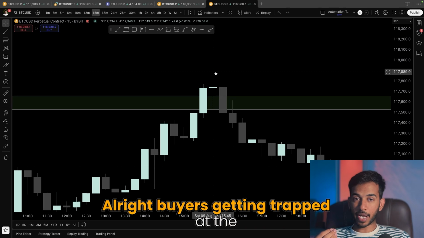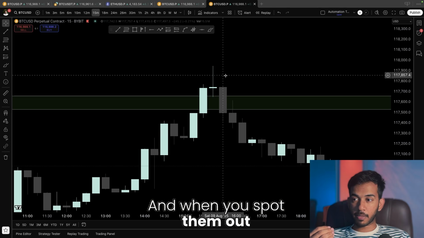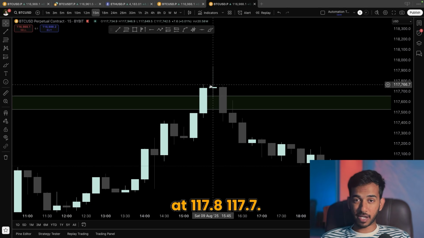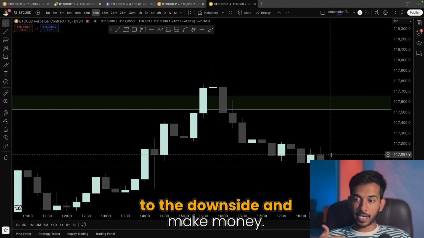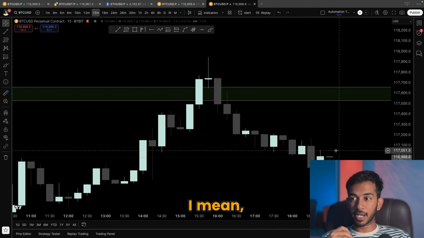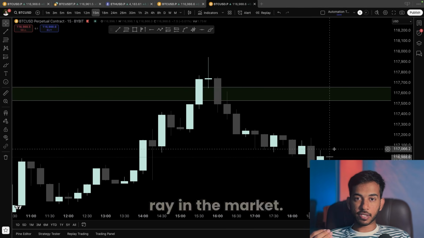All right, buyers getting trapped at the top, and when you spot them, you could have easily gone short at 117.8 or 117.7. You can just ride the wave to the downside and make money. So it's that simple when you start to use this. I mean, it clearly acts as an X-ray in the market.